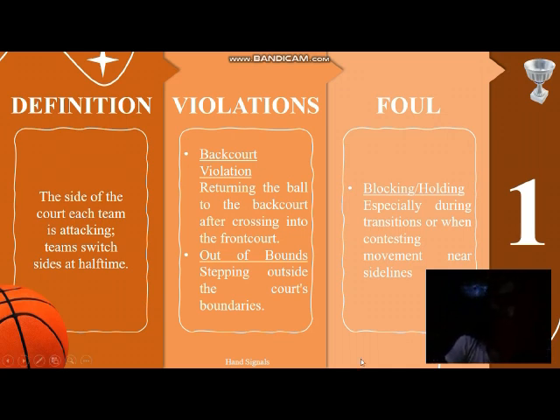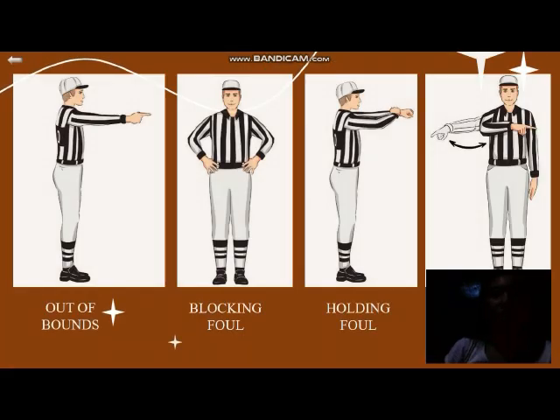And I will show you the hand signals for direction of play, fouls, and violations. We have here the out of bounds hand signal, pointing, while the blocking foul is both hands at the waist, while the holding foul is when you're holding your hands like this. Those are the hand signals. And the backcourt violation is more like an elbow, pointing your finger back and forth.